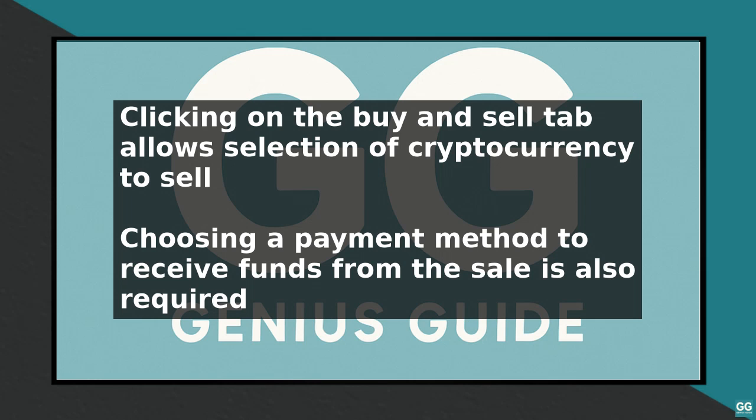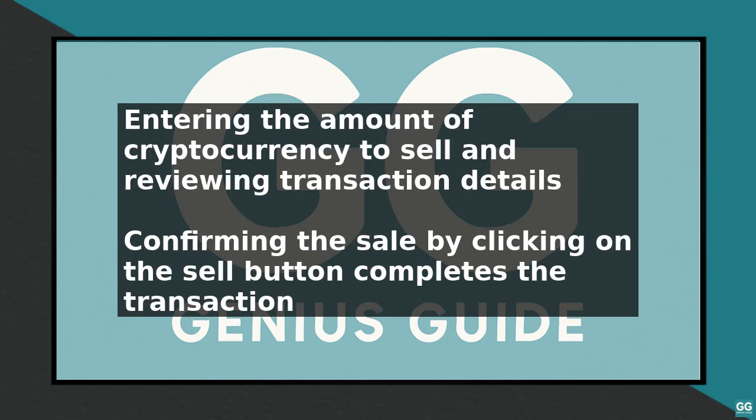After selecting the cryptocurrency and payment method, enter the amount of cryptocurrency you want to sell. You can choose to sell a specific amount or the entire balance of the cryptocurrency in your account. Review the transaction details, including the amount of cryptocurrency you are selling, the exchange rate, and the fees associated with the transaction. Once you have reviewed the transaction details, confirm the sale by clicking on the Sell button.